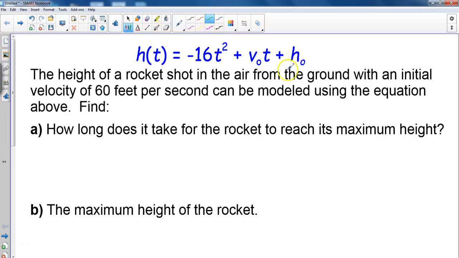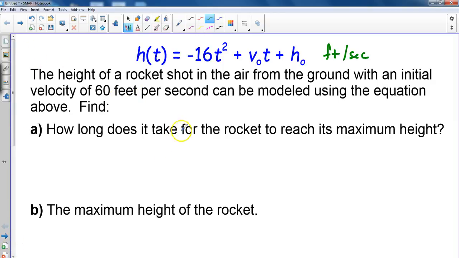Alright guys, just an example of projectile motion. So here we've got our equation up here in feet per second. The height of a rocket shot in the air from the ground with an initial velocity of 60 feet per second can be modeled using this equation above. We want to find a bunch of different things.